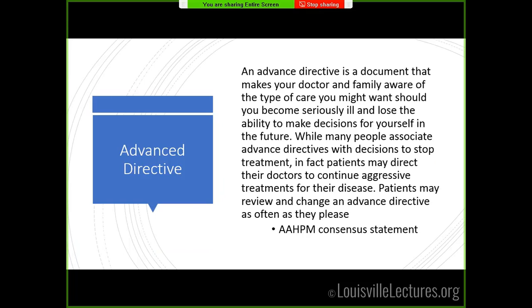So this is a statement from the AHPM. They have a consensus statement about advanced directives. It's a document that helps your doctor and family be aware of the type of care that you want should you become seriously ill and you cannot communicate on your own. Again, this also speaks to some of the challenges. We often expect that advanced directives are only needed if we're talking about limitations of care, but it can be really valuable to know for sure that a patient would want us to not have limitations on their care as well. So in either direction, I think it's important to make sure that we have those documented wishes of the patient.